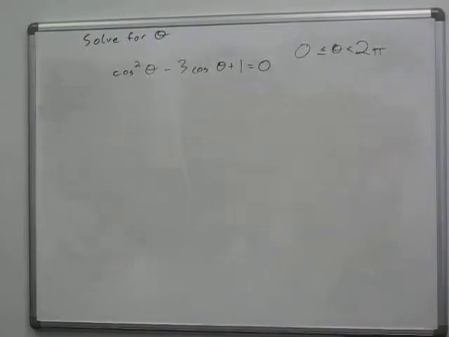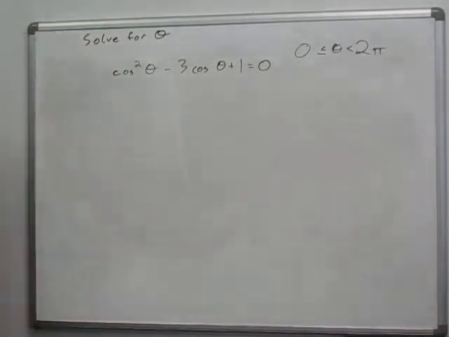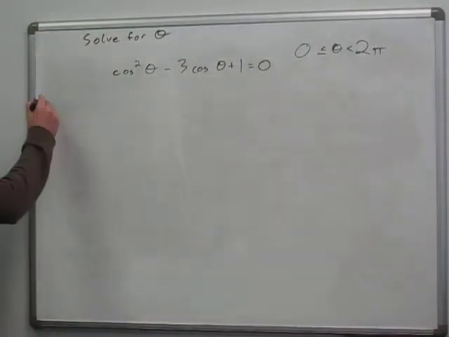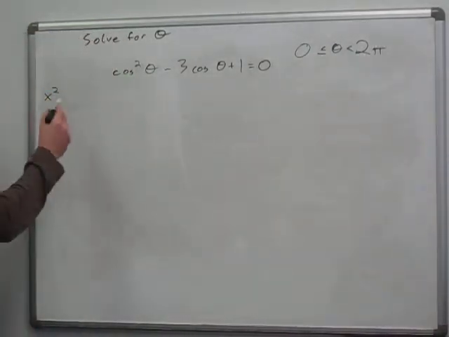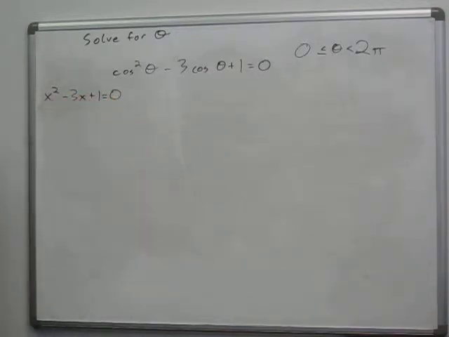Let's solve this quadratic type trigonometric equation involving cosine theta, where theta ranges from 0 up to 2 pi. When we have a quadratic type equation, it's always helpful to think in terms of x, right? A quadratic equation in terms of x.